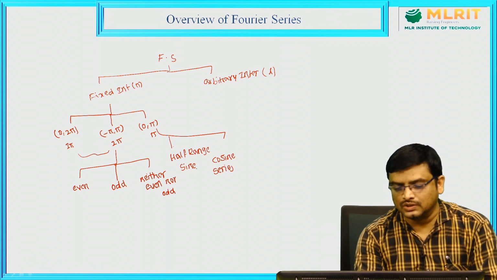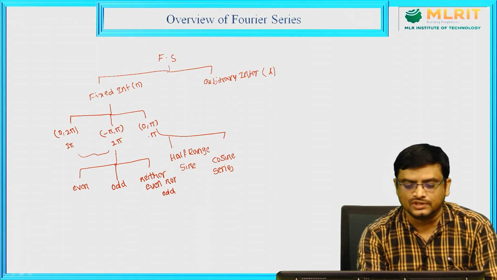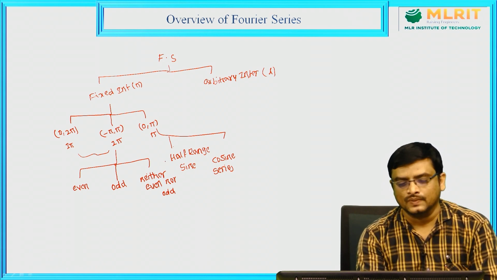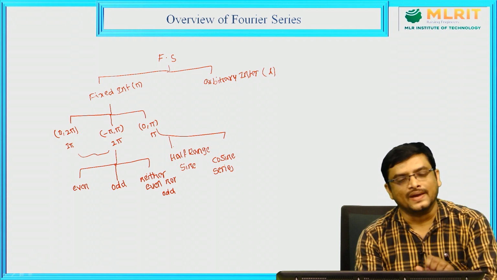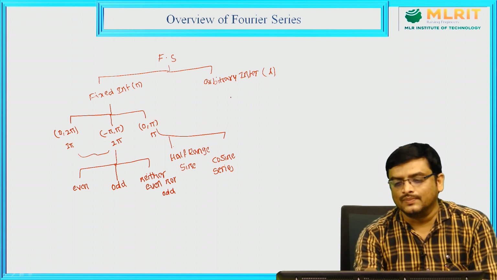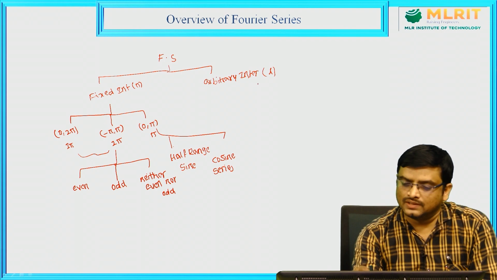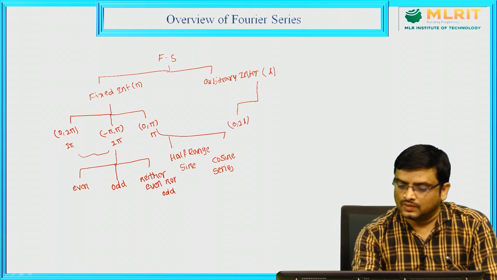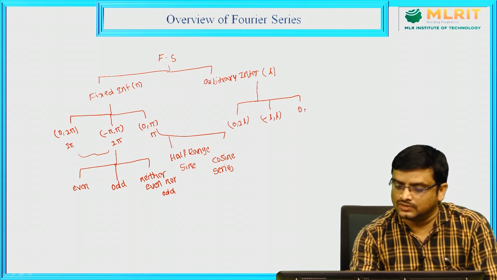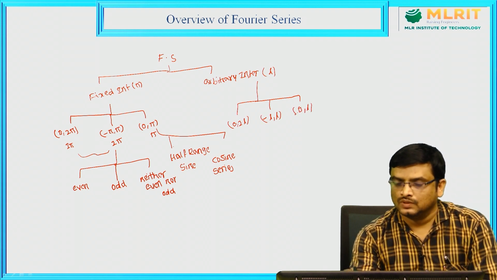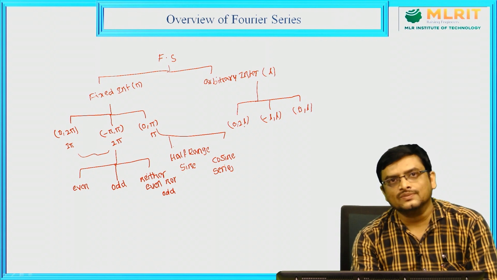So these are the two types of Fourier series we are going to discuss in the interval 0 comma pi. So this is about the fixed points which are in terms of pi. Now when you go to arbitrary intervals, we have 0 comma 2L, and the next one is minus L comma L, and the next one is 0 comma L. Okay, so L is nothing but any constant value.